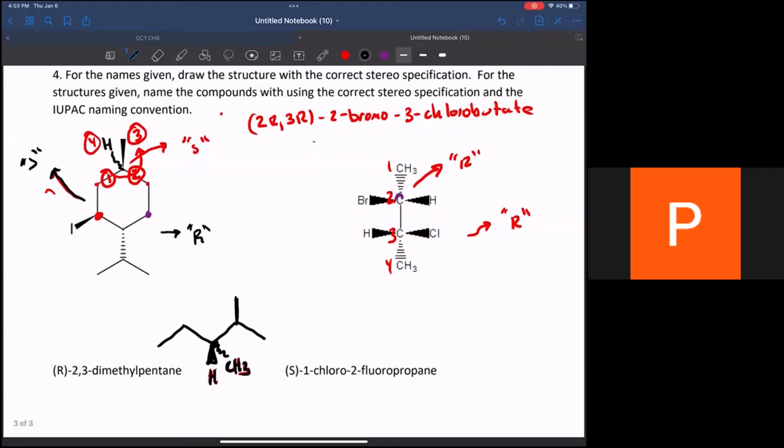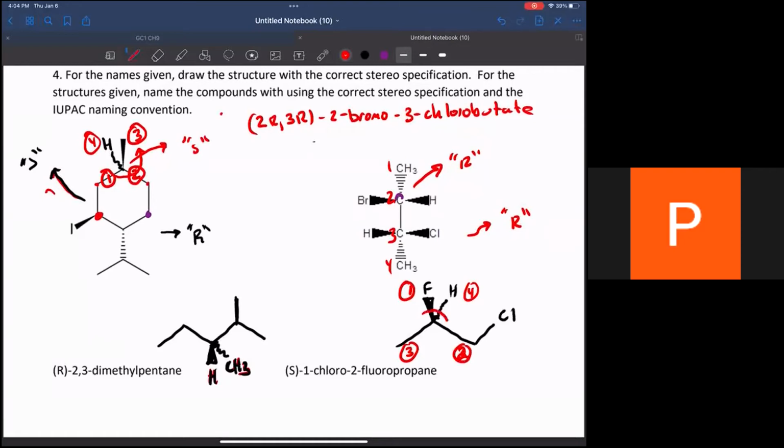What about propane? 1, 2, 3. It looks like I've got a 1-chloro-2-fluoropropane. So at the 1 position, I have a chlorine. At the 2 position, I have a fluorine, and that's where my chiral center is. Again, I'm just going to try it out, and let's see if I get the right answer. So this is 4. This one is 1. This one is 3, and this one is 2.